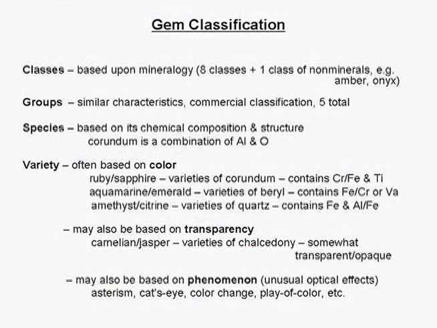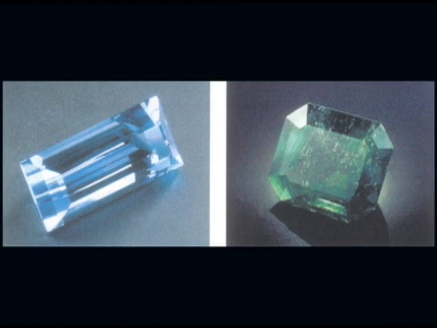Aquamarine and emerald. These are both varieties of beryl. Aquamarine contains iron, and emerald contains either chromium or vanadium. So if we look here, on the left we have aquamarine. On the right, we have emerald. And these are both forms of beryl. Just by the different trace elements in it, we find we have different colors and a different makeup.